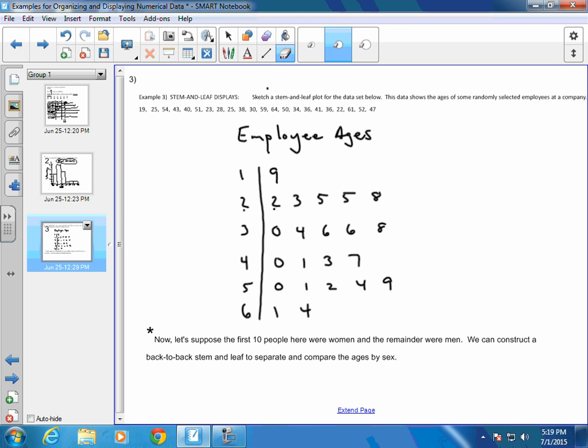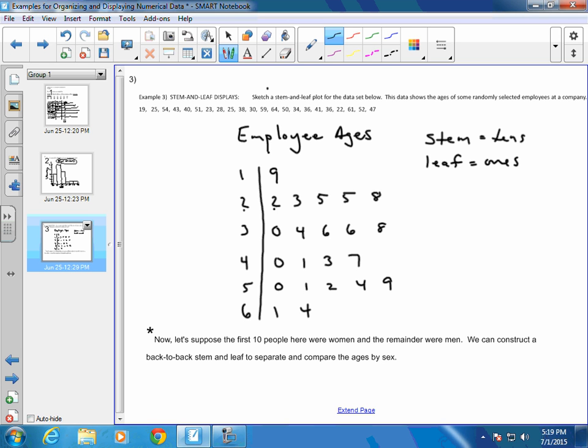One way to do it is off to the side, say that the stem is equal to the tens place, and the leaf is the ones place. Perfectly fine.